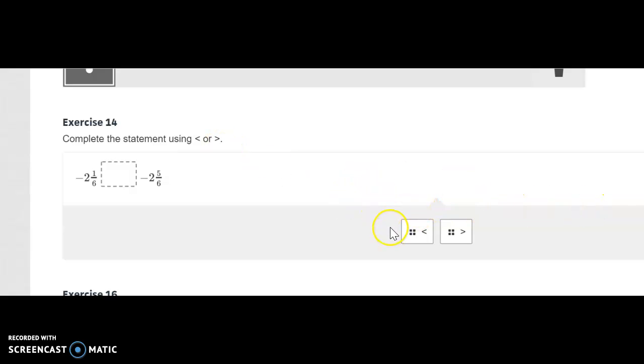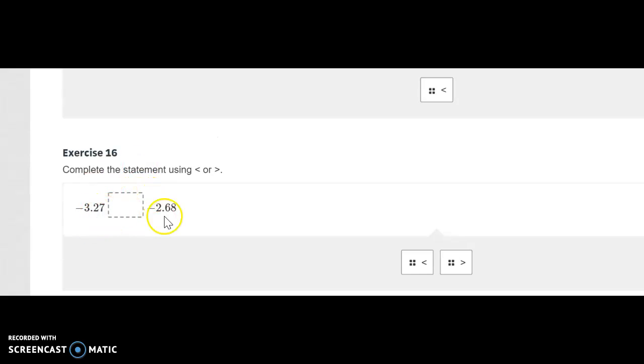If we think of it as a negative, it would be 0, and then negative 2 and 1/6, negative 2 and 2/6, negative 2 and 3/6. So of course, the negative 2 and 1/6 is going to be closer to the 0, so it's going to be the bigger number. And the same thing, the further we get away from the 0 to the left, the smaller the number gets. So again, this number is going to be bigger because the 2 is smaller than the 3.